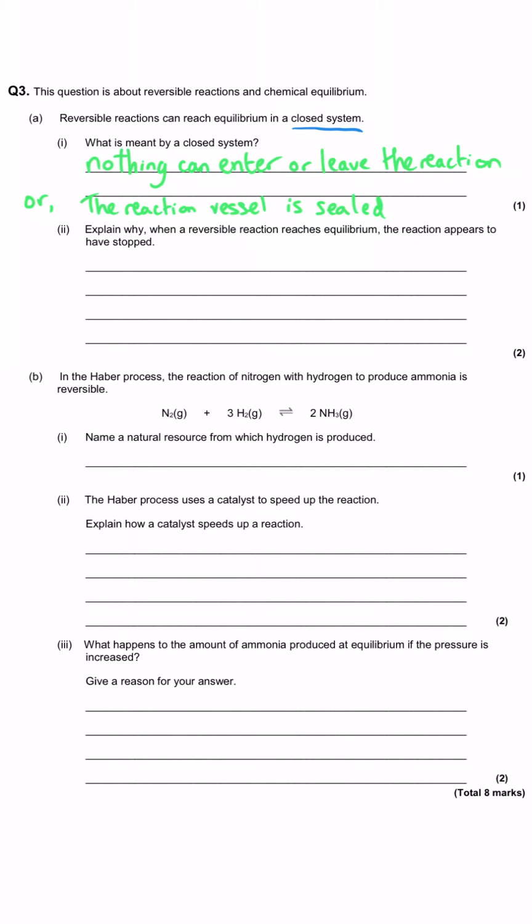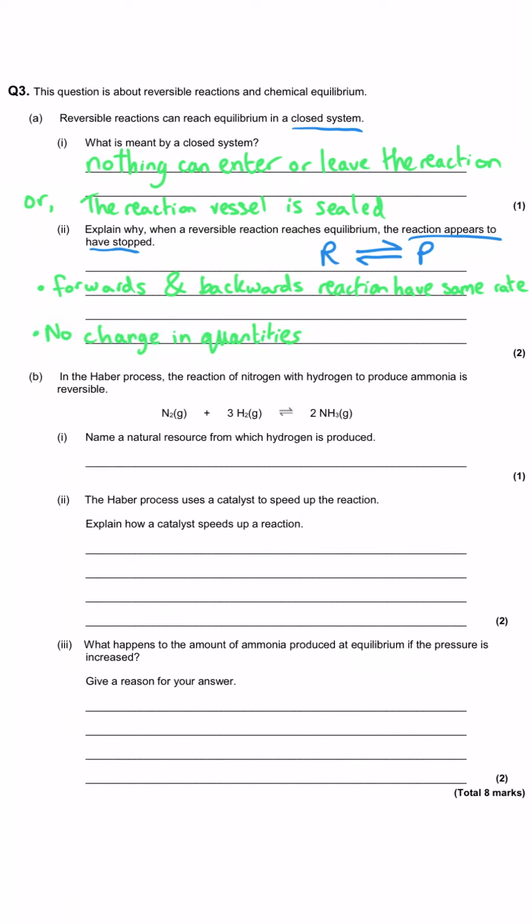And then the next question says, the reaction appears to have stopped in reversible reactions, and we've been asked to explain why it appears to have stopped. And that comes down to the reversible reaction symbol, and you've got your reactants turning into products, and that is happening continuously at exactly the same rate. And that's what you need to say. The forward and the backwards reaction have the same rate, so there is no overall change in the quantities or amounts or concentrations of the reactants and products.